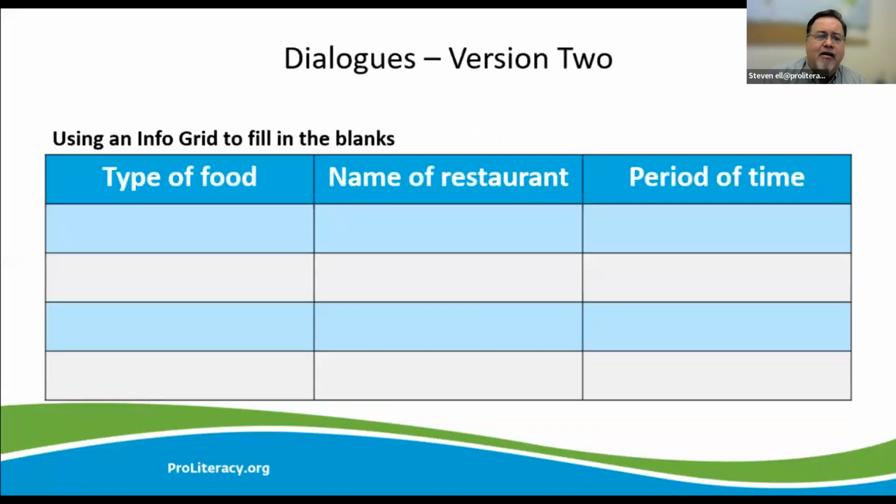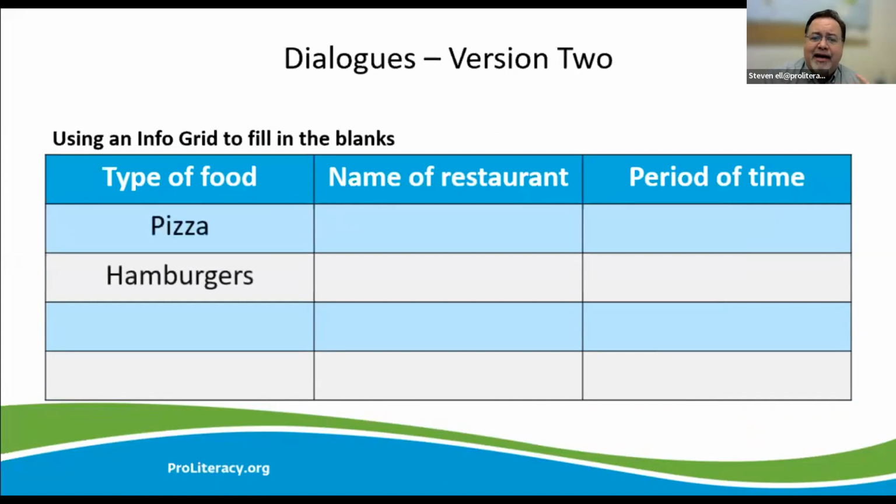A variation on this is where you work as a class filling out an info grid. And so kind of like the Mad Libs that we played when we were younger, everybody will call out a name of food, a type of restaurant, or a period of time.